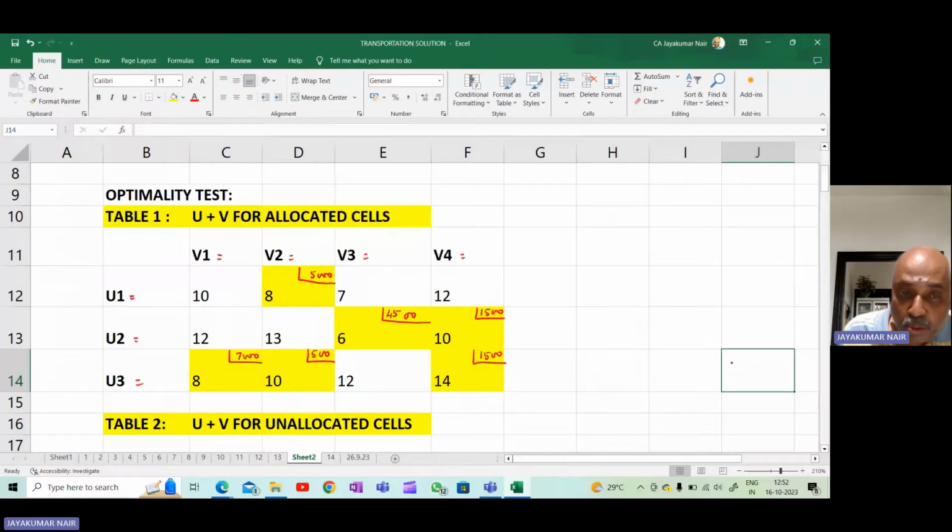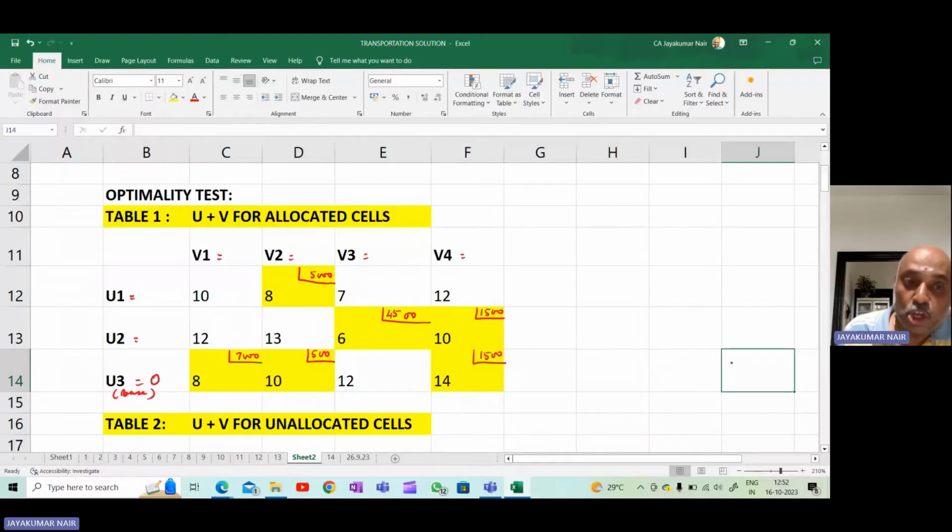You have to find out the row or the column which has the maximum number of allocations. In the first row, there's only one allocation. Second row, there are two allocations. Third row, you have three allocations. So I am taking the third row as the base, and the base value you always take as 0.